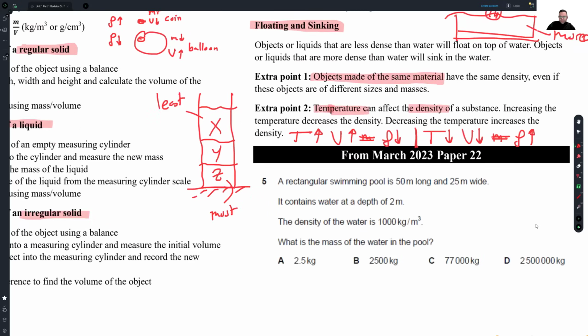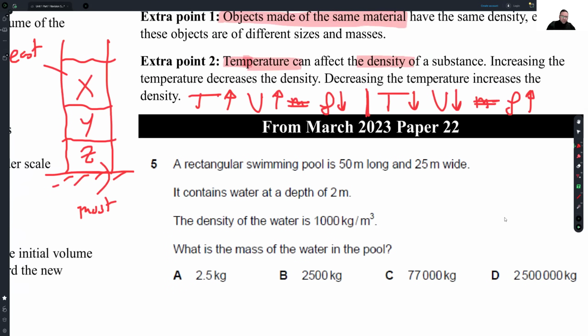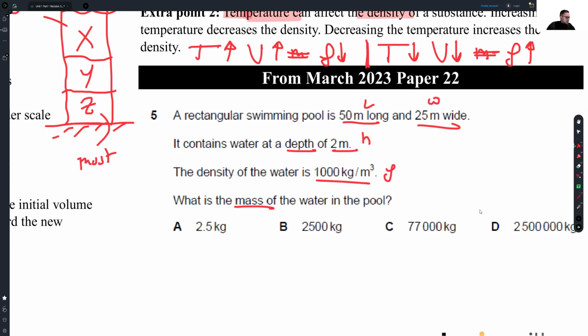Let's solve this question over here. A rectangular swimming pool is 50 meters long, 25 meters wide. That's length and width, by the way. So I'm probably using that. It contains water at a depth of 2 meters. That's height. The word depth or thickness can be used for height. The density of the water is 1,000 kilograms per meter cubed. What is the mass of the water in the pool?